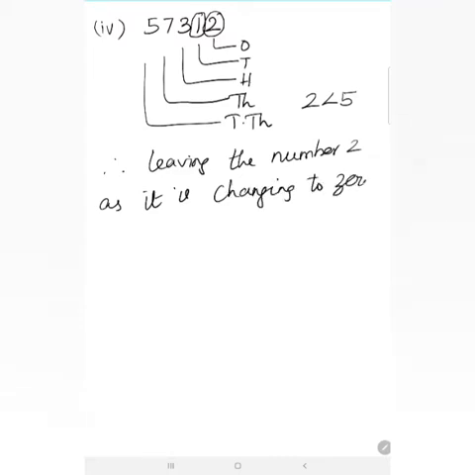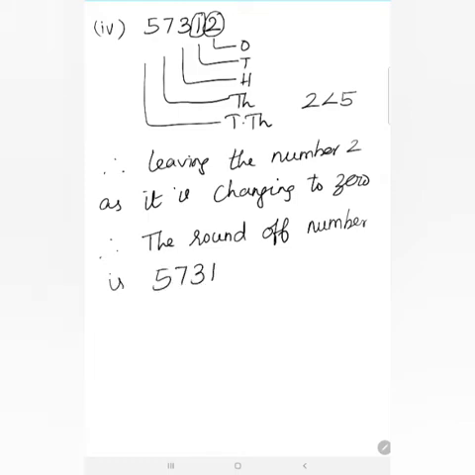Therefore, the rounded number is 5731, and the ones place becomes 0. This 2 becomes 0. So 57,310. So this is the nearest. Okay.